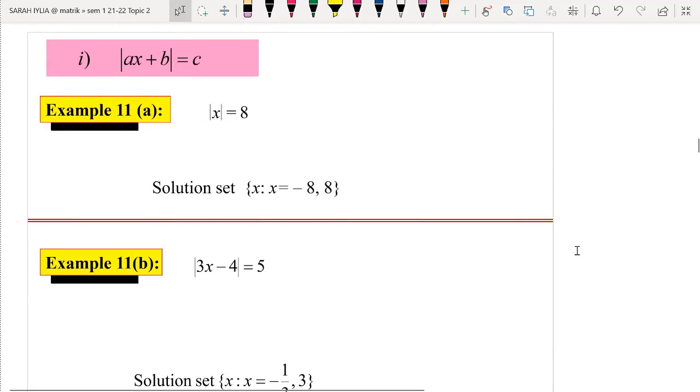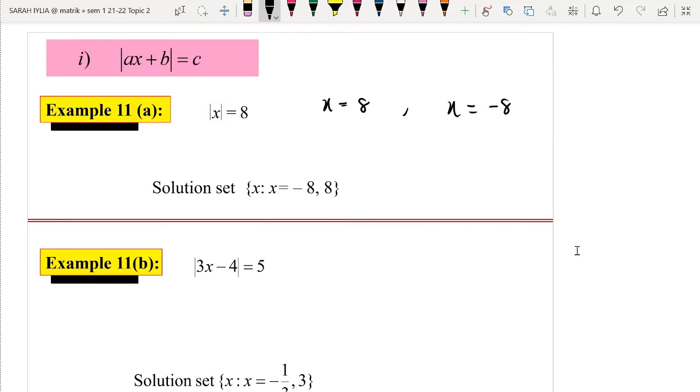Ingat tadi kita ada dua jenis. Kita check dulu one side ataupun both side. Okay. So, first one, example 11 here, we have one side. So, bila ada macam ni, kita just terus buka je. X will be equal to 8 or ataupun nak letak koma je boleh. X will be equal to negative 8.